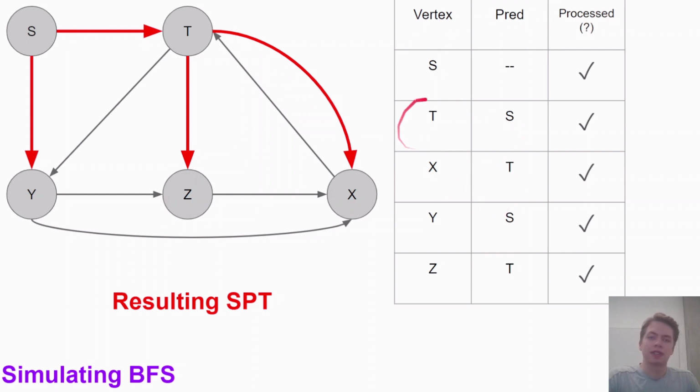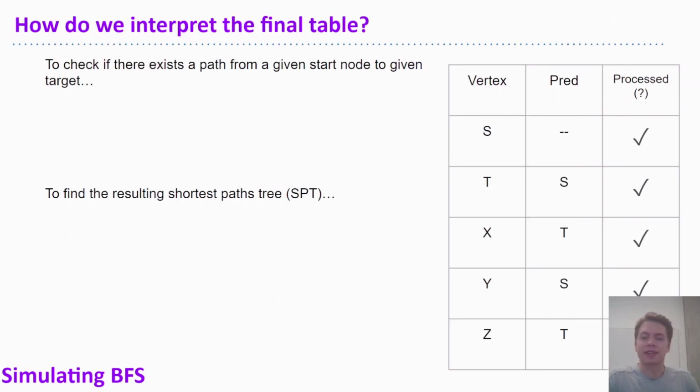We'd hop over to vertex T and find that its predecessor is S. So in this case, we can observe that the edge from X to T and T to S is in our BFS tree. So these 2 edges. And for the other vertices, we can do the same. So there must also be an edge from Z to T and there must also be an edge from Y to S. And these edges will result in our shortest path tree that was shown in the BFS slide.